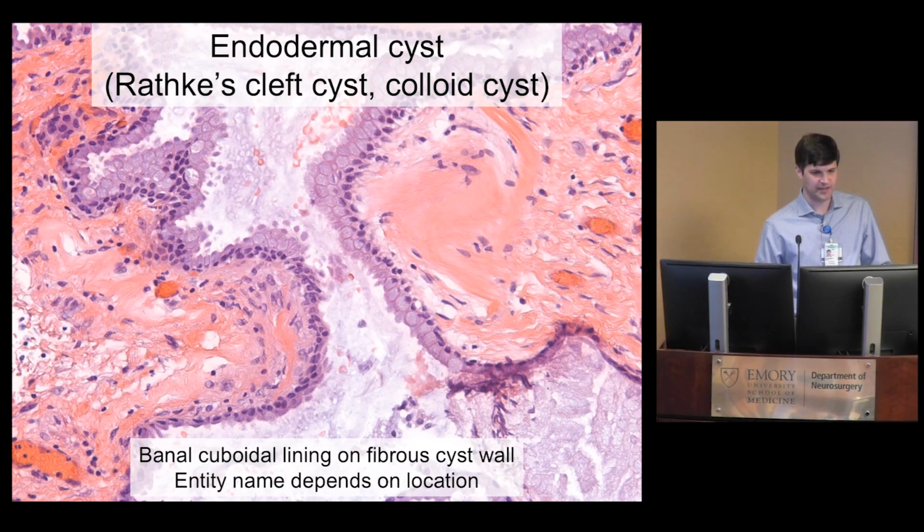Endodermal cysts basically look very similar in different areas of the brain. We define them based upon where they are. And so around the sella, we would call them a Rathke's cleft cyst, or around the foramen of Monro, we call them a colloid cyst. But generally, they all look the same. They've got a banal cuboidal lining that may have some mucin in it that sits on a fibrous cyst wall. All right, so there's your epithelial lining, there's some of the material in the middle of the cyst, and this is the fibrous wall.